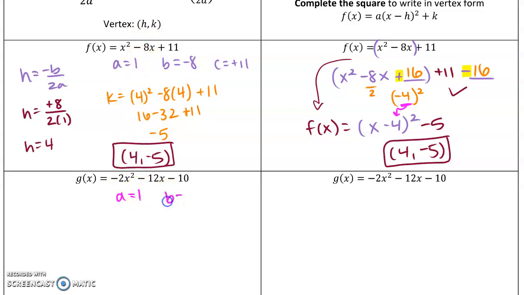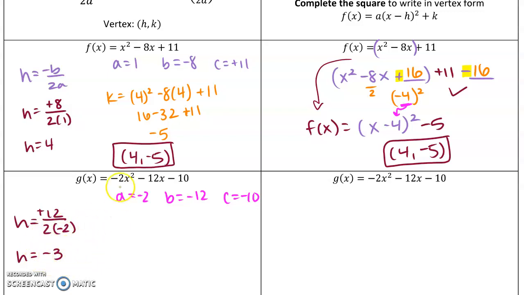A is not 1, a is negative 2, b is negative 12, and c is negative 10. So when we go to use our equation, just like last time, it's the opposite of b, so positive 12 over 2 times a, or 2 times negative 2. So h is 12 over negative 4. So h is negative 3.